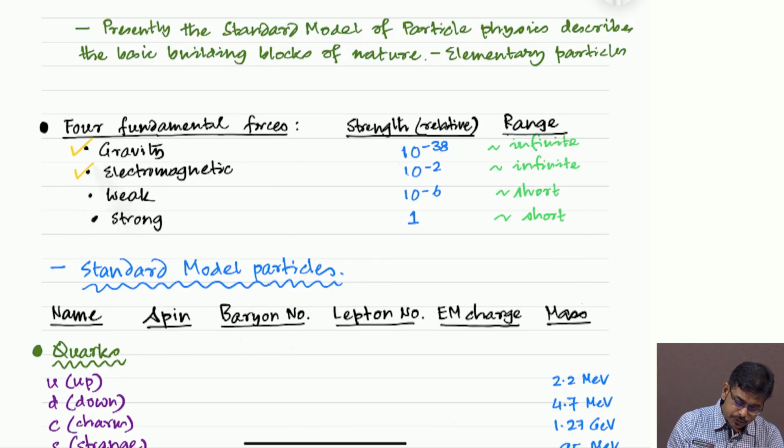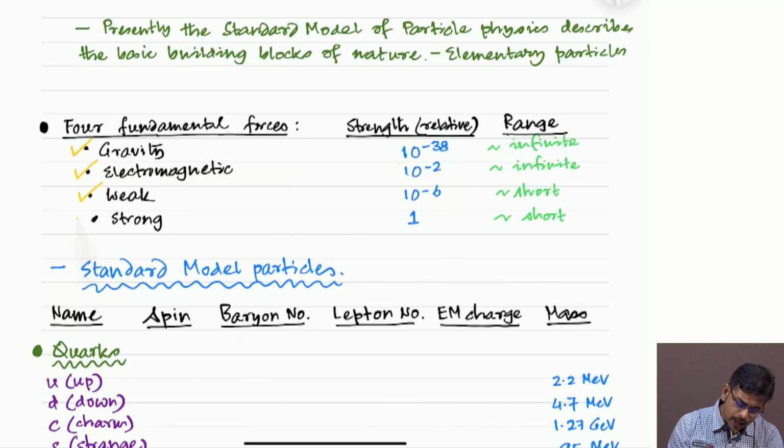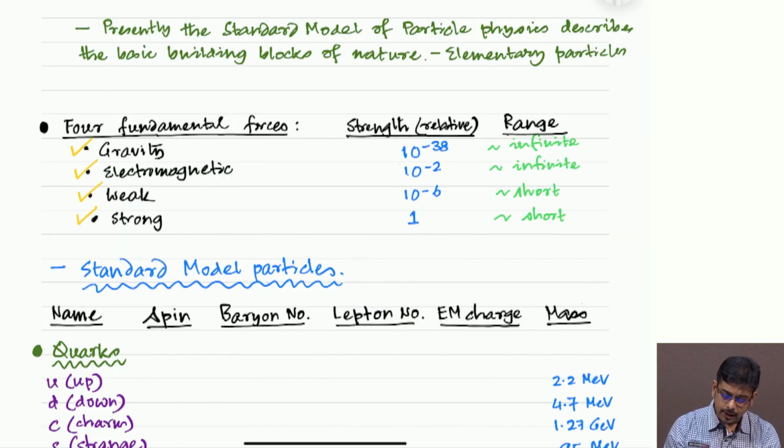Then there is another force called weak interactions, and this weak interaction is responsible for beta decay, which we are going to talk about in a moment. And lastly, the other force that we have is what we call the strong force, and this strong force is the one which binds the nucleus together. Now, interestingly, if you look into the strengths of these different fundamental interactions, they are widely different. For example, if you take the strong force to have order 1 strength, then the weak interaction has a strength of 10 to the power minus 6.